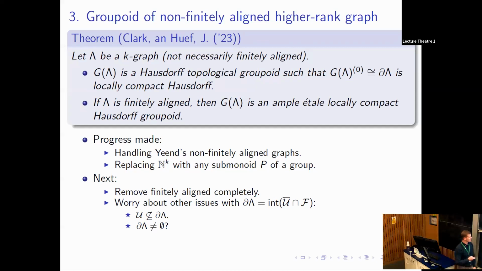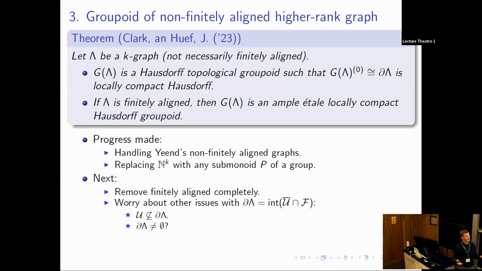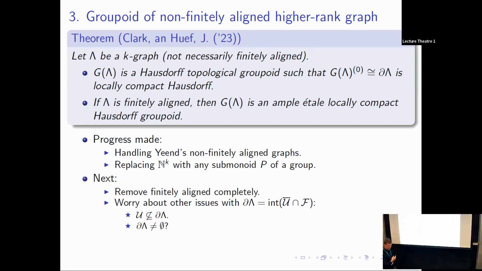So what's next? Remove finitely aligned completely, actually, because it's not very satisfying to many of the people in the room, I'm guessing, to just have a topological groupoid. It's like, oh, come on, what am I supposed to do with that? And then worry about these suspicious things that have been popping up. Not only that our action on the space isn't really an action, because you can exit the space just by acting on something. And then there's other strange things, like we can write down examples where when we took the interior, we actually threw out some ultrafilters, which are meant to mimic infinite paths. So somehow that's behaving very differently to what we get in the finitely aligned setting, where infinite paths are always there.